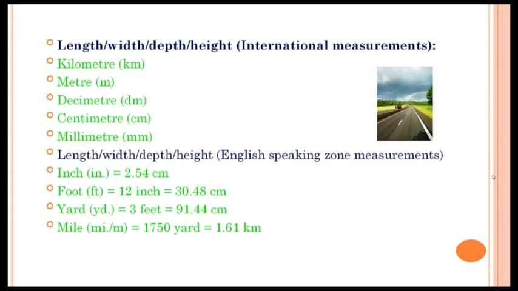English-speaking zone measurements are inch, foot, yard, and mile. Foot, yard, and mile are mostly used in the American English, while due to the computer technology development, we also use inch to express width of the monitors, screens, and other technological equipment.